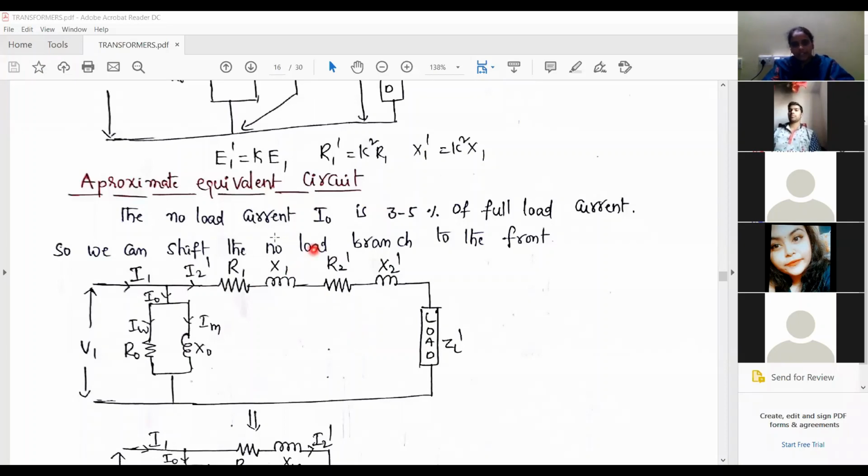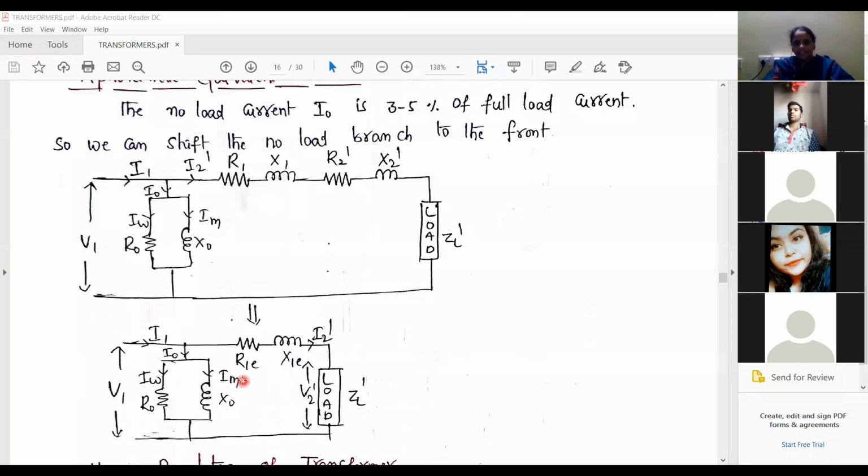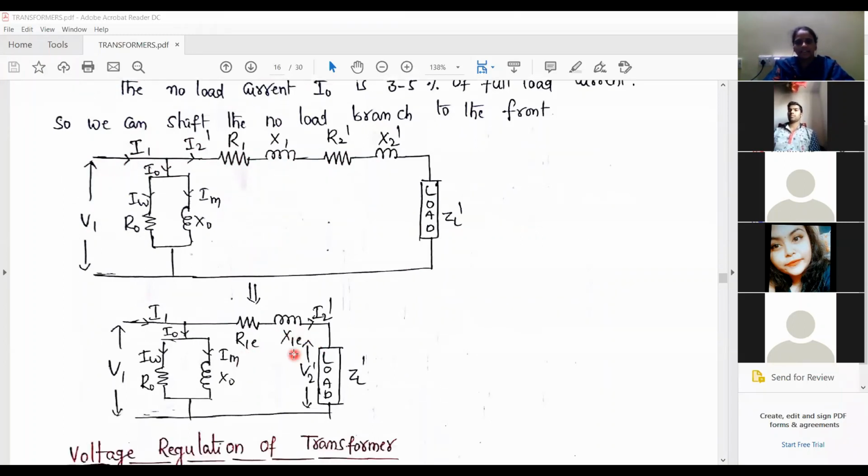Then in this equivalent circuit you take R1 plus R2 dash, X1 plus X2 dash. So I will take this as R1E plus jX1E, meaning equivalent. Is it clear?